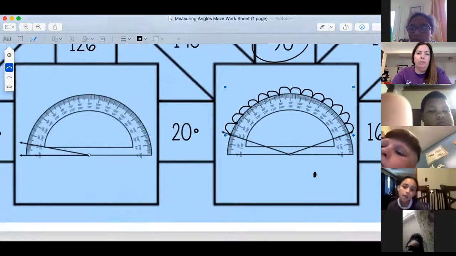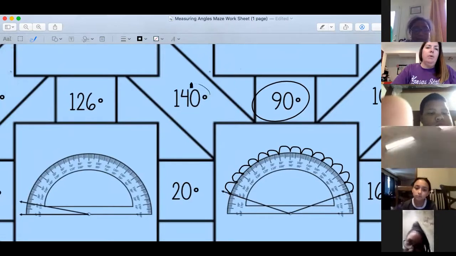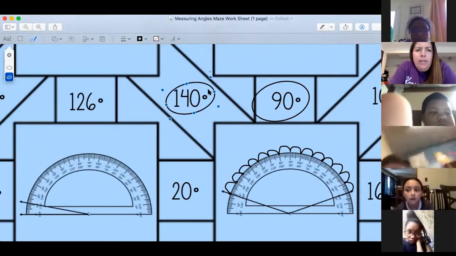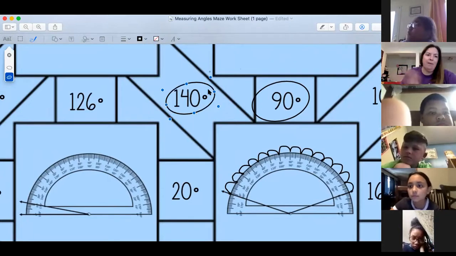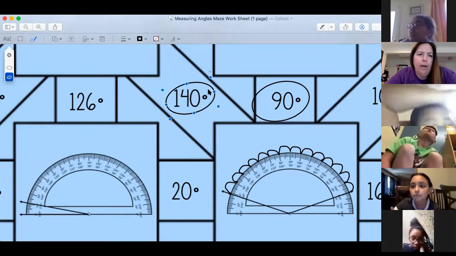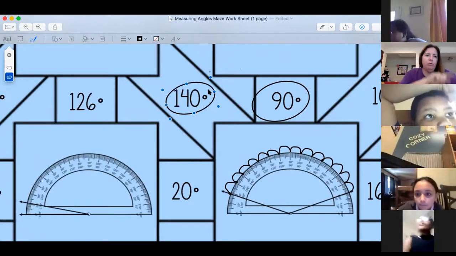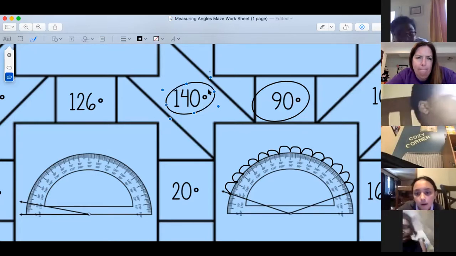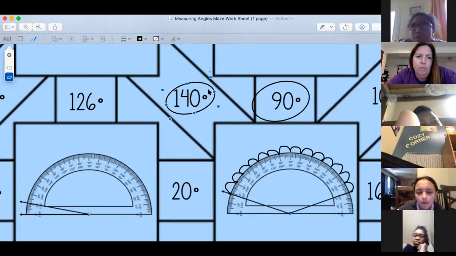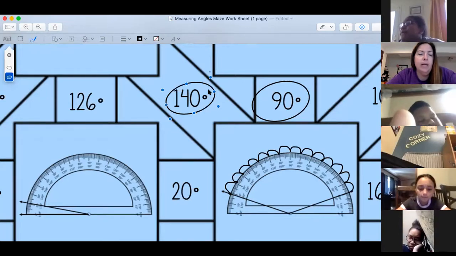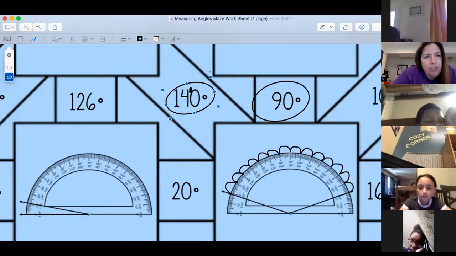141. Let's see if that's an option for us. There's 140. It is 140, right? I borrowed one. So 140. Who remembers what the maximum degree is for a straight angle or for half of a circle? One whole circle is 360 degrees. So half of the circle, or what the protractor shows, is what? 180. 180 degrees? Yes.